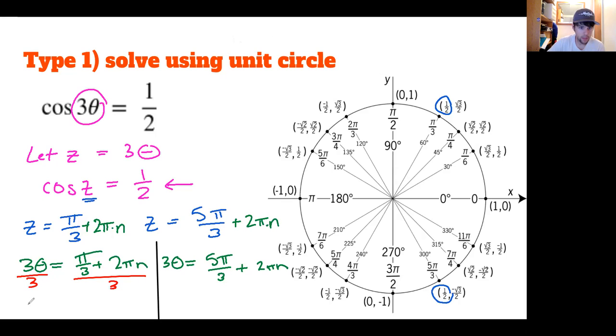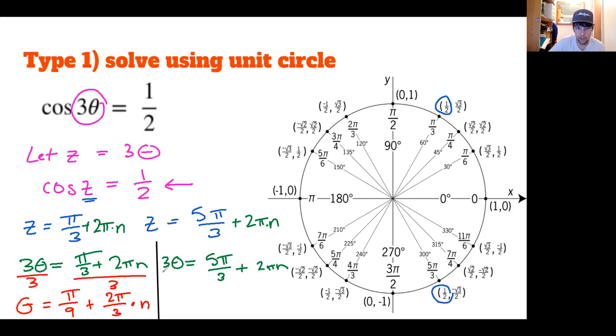Okay, so we got theta is equal to pi over 9, let me divide that, obviously, plus 2 pi over 3 times n. So this is a little different now. This is saying pi over 9 plus some multiple of 2 pi over 3. We might have some more angles that fall inside of the range 0 to 2 pi to satisfy this.